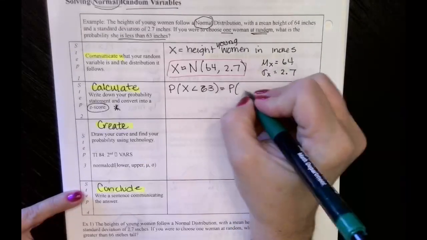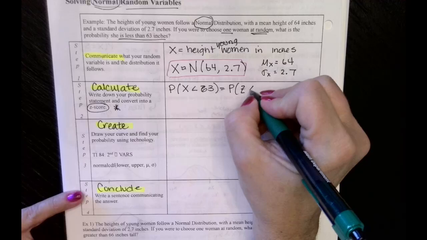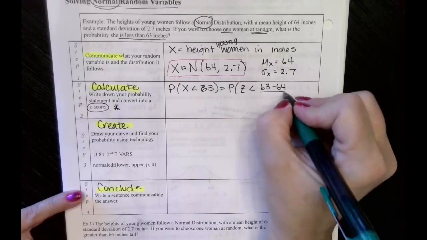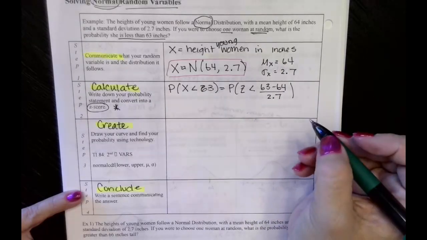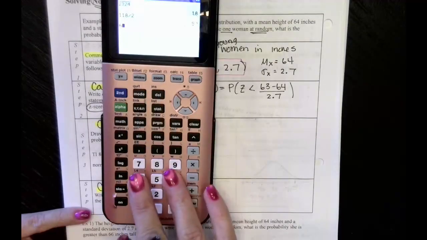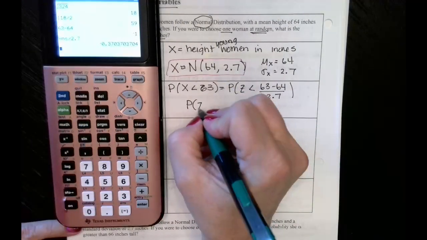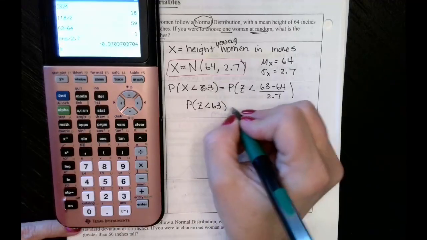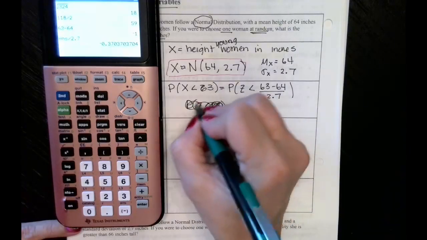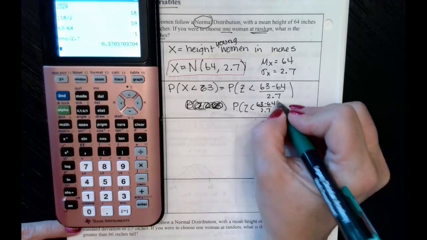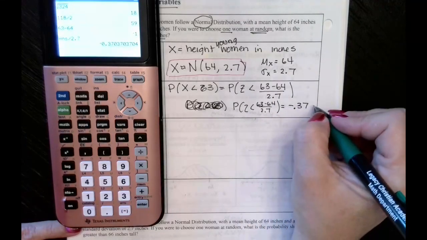I know it's been a fat minute since we've done z-scores, but this is what we're looking for, okay? So let me go back over here. I want the probability that my z-score is less than 63, that's what I'm looking for, minus my mean over my standard deviation. If I plug this in my calculator, I get 63 minus 64 divided by 2.7. So the probability that z is less than 63 minus 64 over 2.7 equals negative 0.3704. Okay, so that's my z-score.